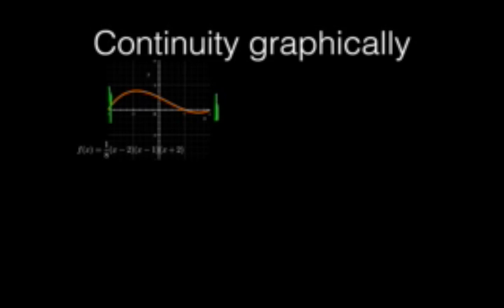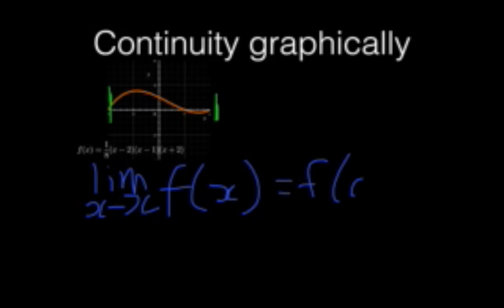So, for a function to be continuous at a point, we know that the limit as x approaches c, where c is the point we're checking for continuity, of f of x has to be equal to f of c. In other words, the value that f of x is approaching at any given point is equal to the function at that point. And so first, let's just make sure this limit exists.